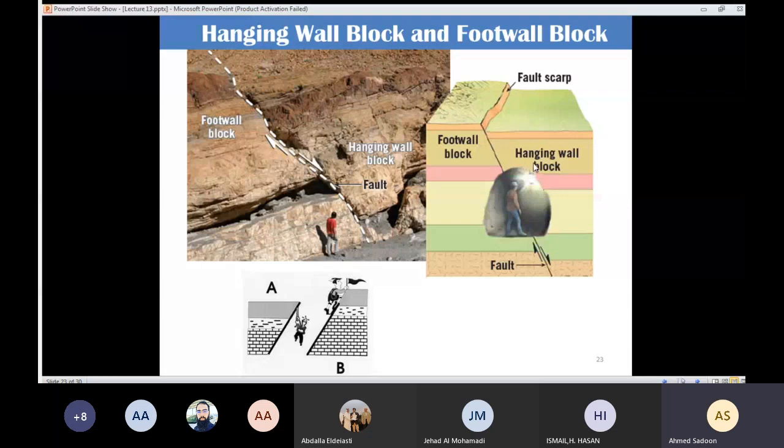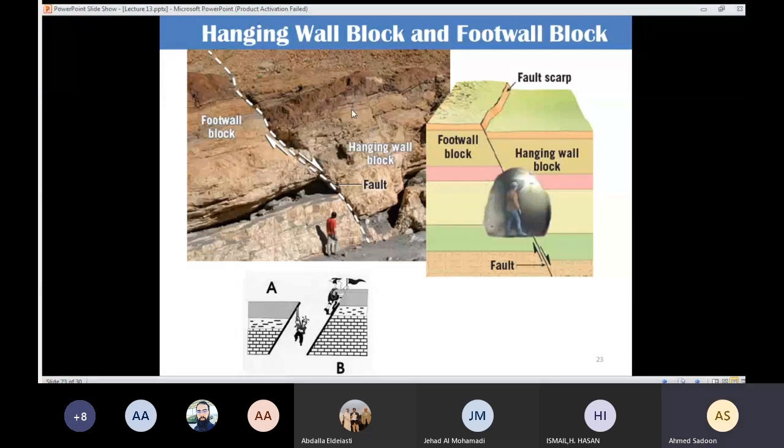And here I have that case. I have dip slip, and I say that it could be normal or it could be reverse. If it's normal, that means the hanging wall is going to move down. If it's reverse, it means the hanging wall block is going to move up.